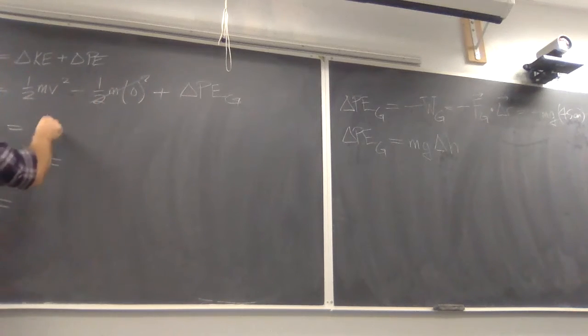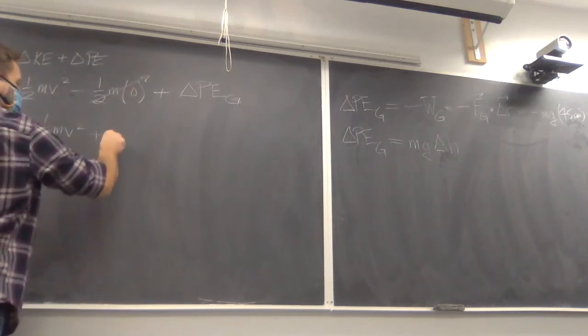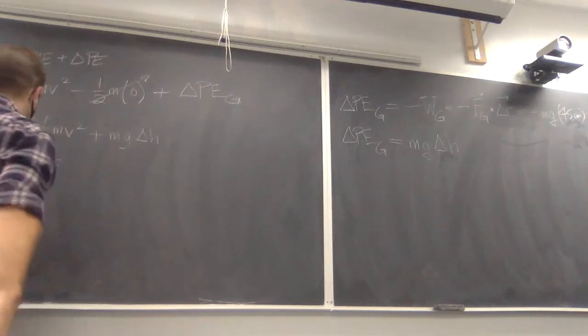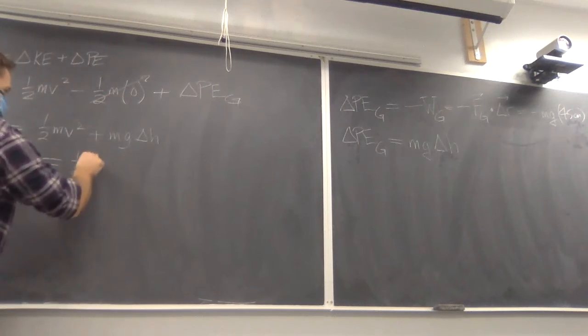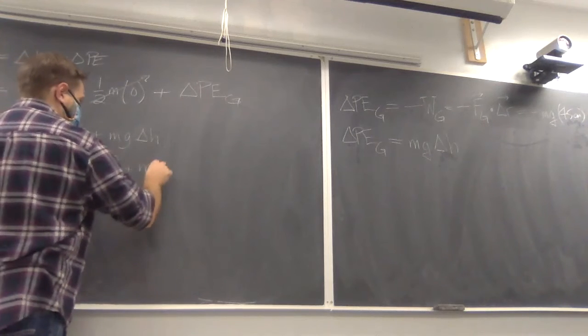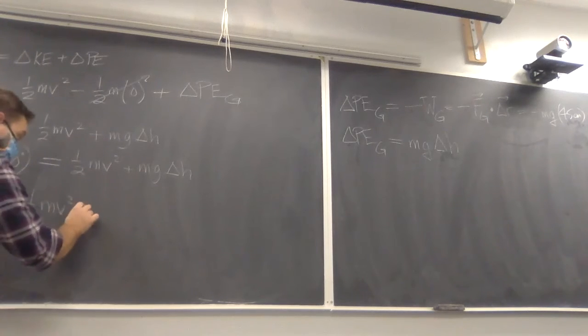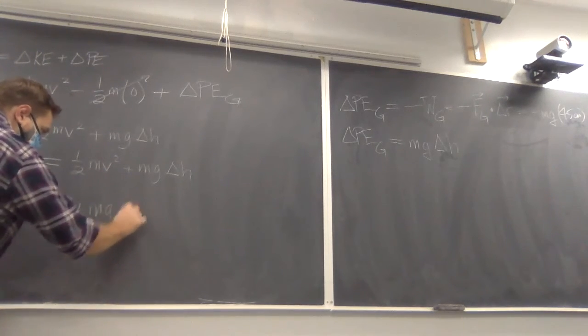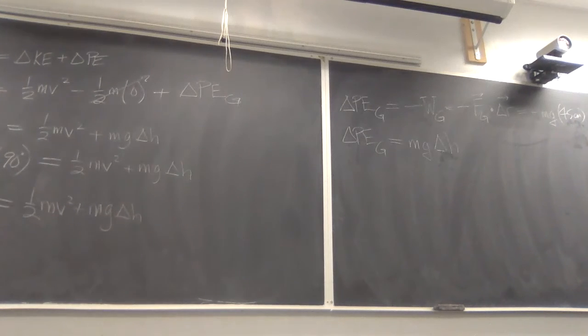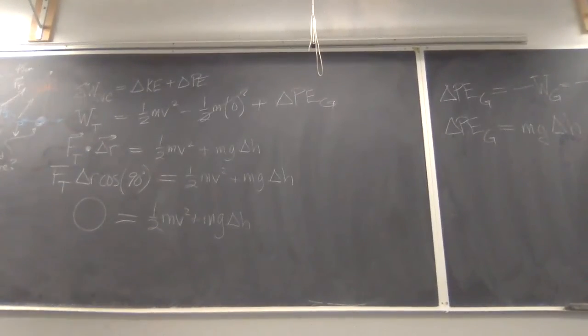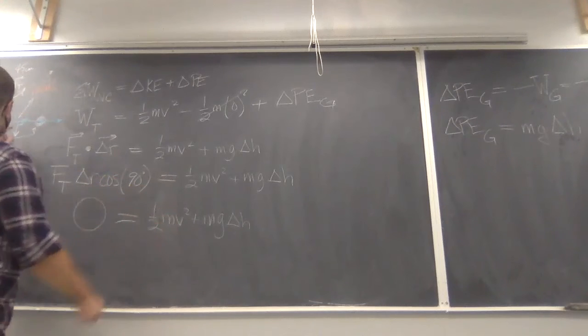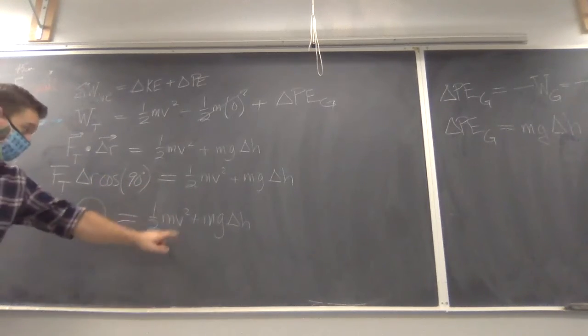That's 0 and one half m v squared, plus mg delta h. Same story here, plus mg delta h. Same story. Now, what we wanted was the speed. All right, so let's solve for that.